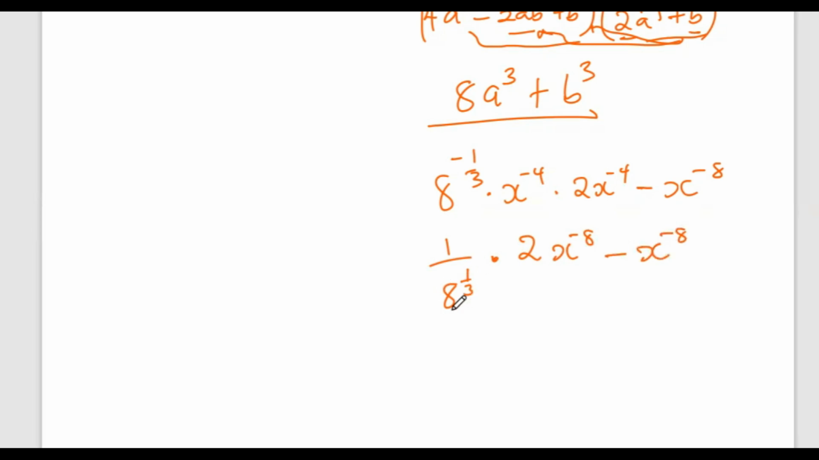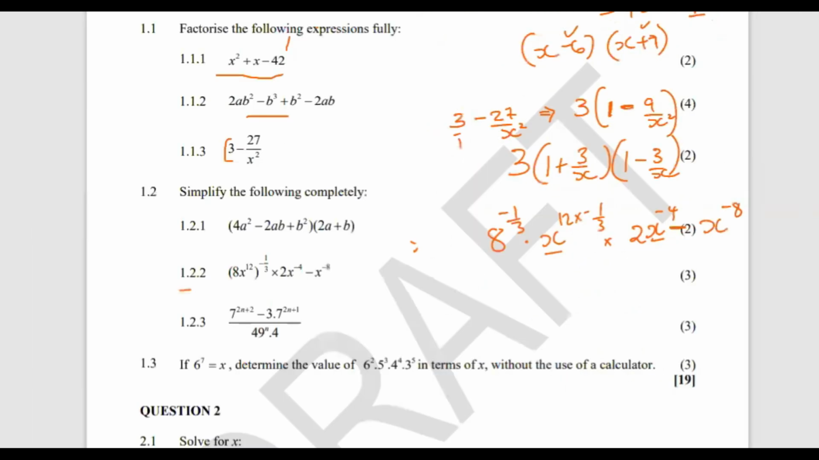So we know that the cube root of 8 is 2. So it's like a half times 2. Then x to the negative 8 minus x to the negative 8. This and this gives us a 1. So 1x to the negative 8 minus x to the negative 8, we get a 0. So that is that. How many marks? 3 marks.